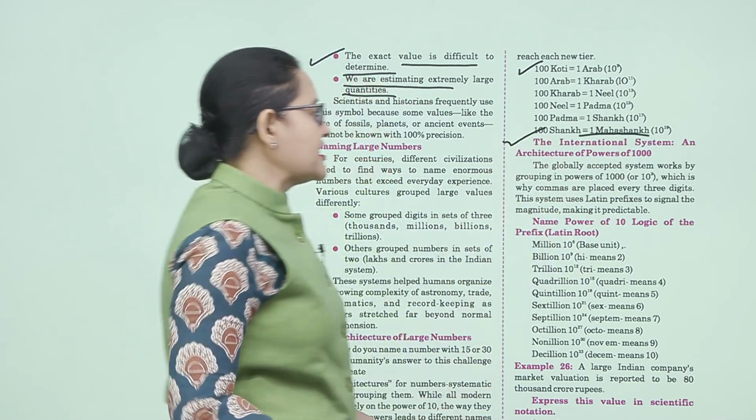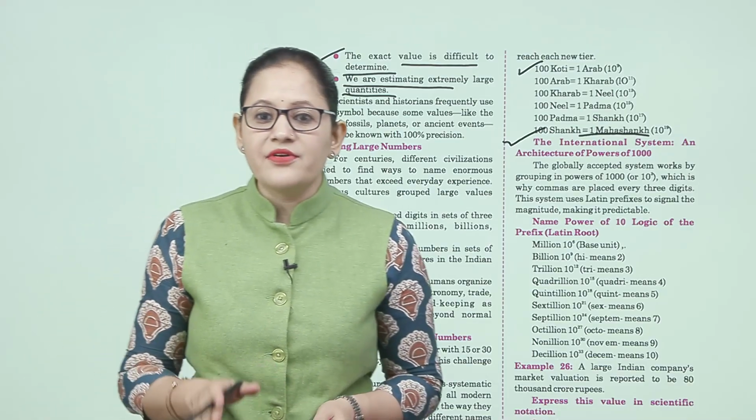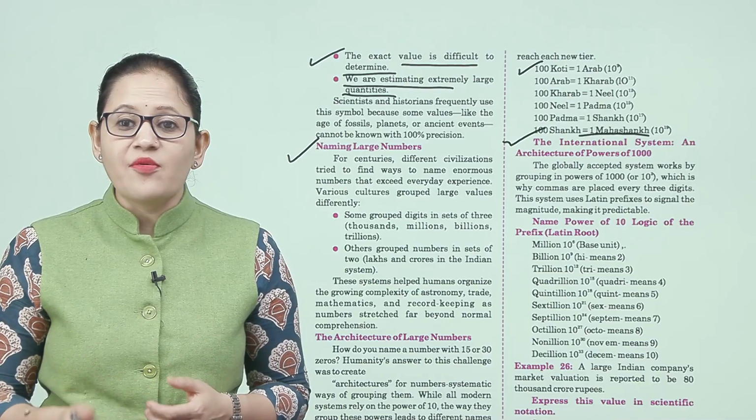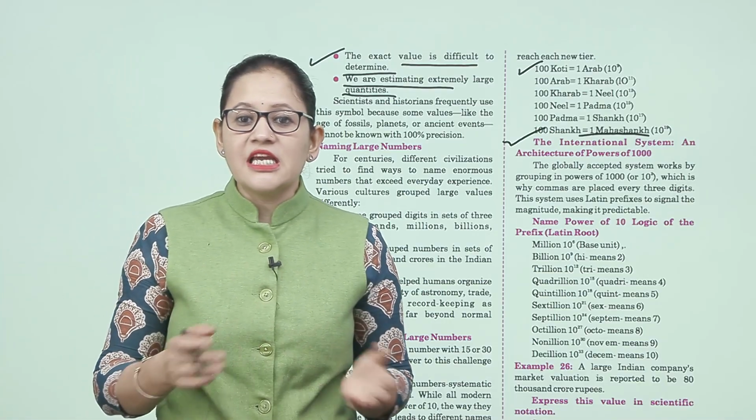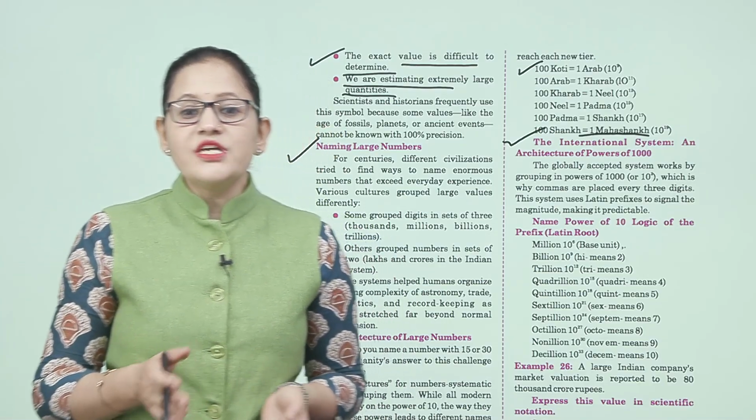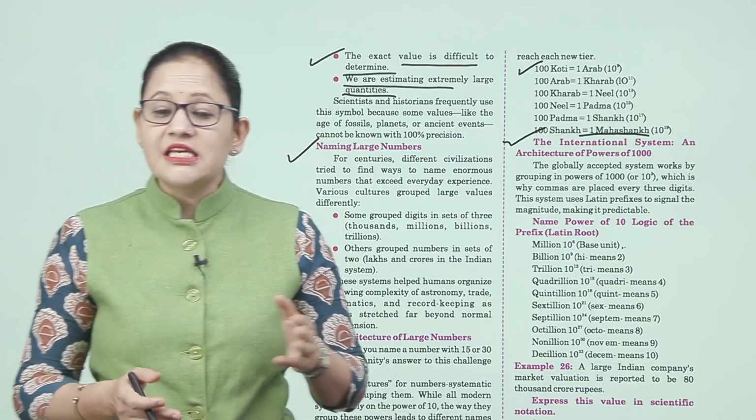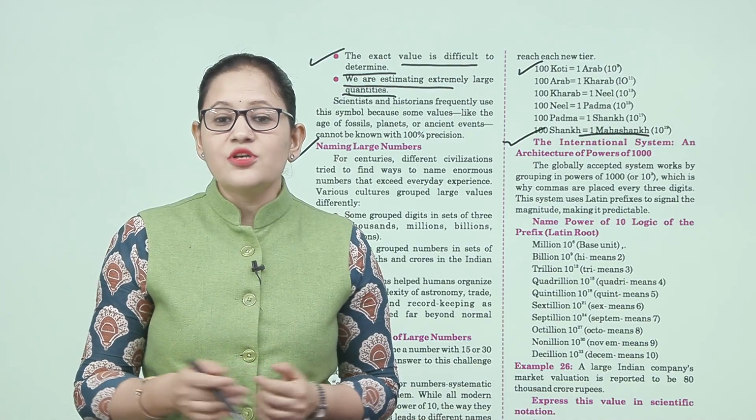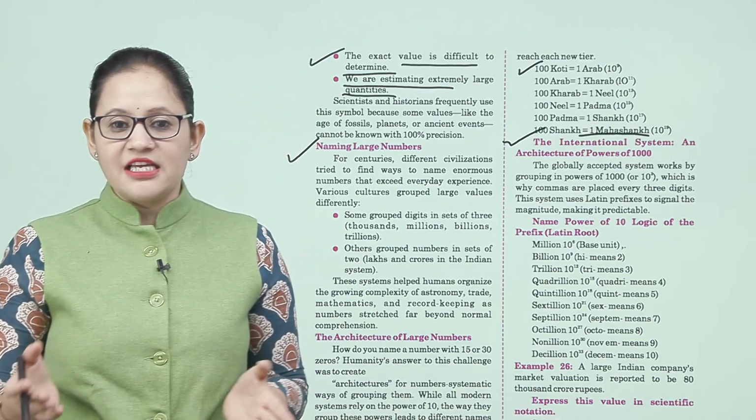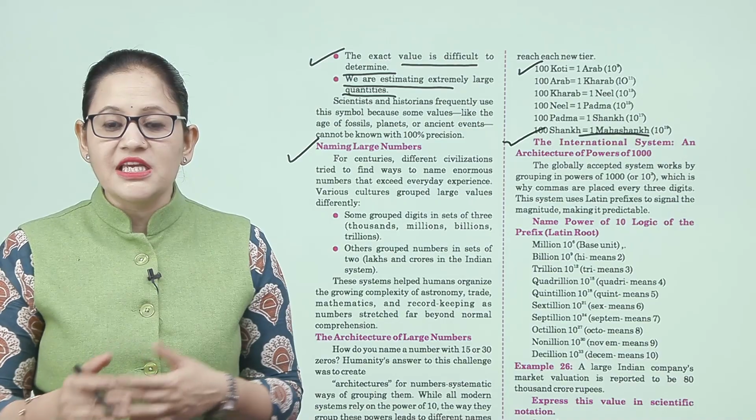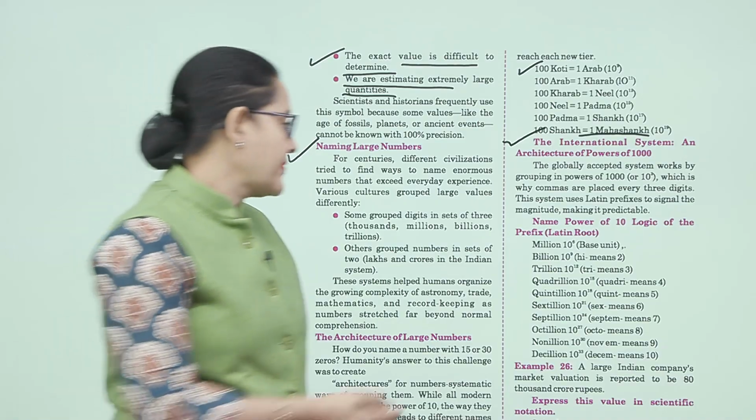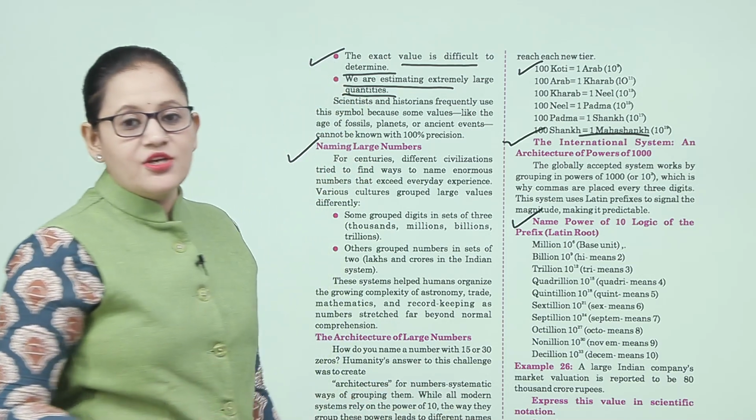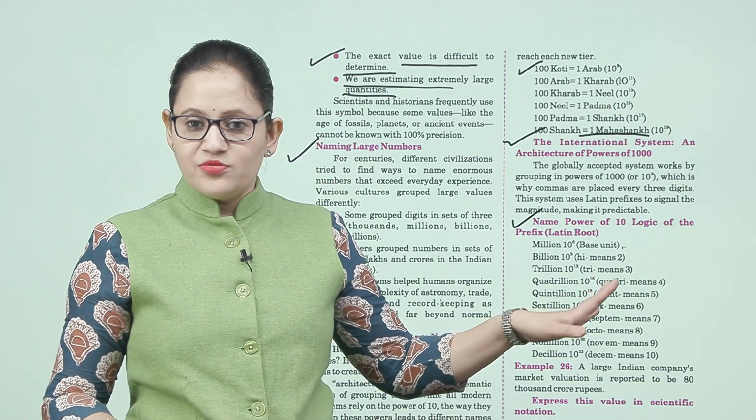Now the international system, an architecture of powers of 1000. The globally accepted system works by groupings in powers of 1000, which is why commas are placed every 3 digits. This system uses Latin prefixes that signal the magnitude, making it predictable. The prefixes name the power of 10 logic. So the base is a Latin root.